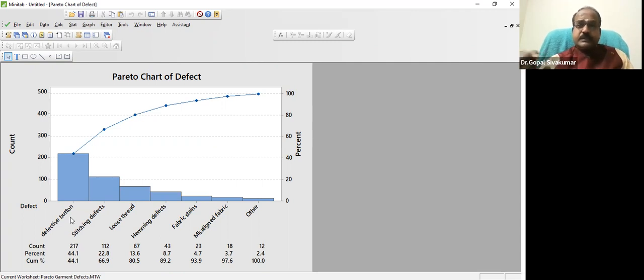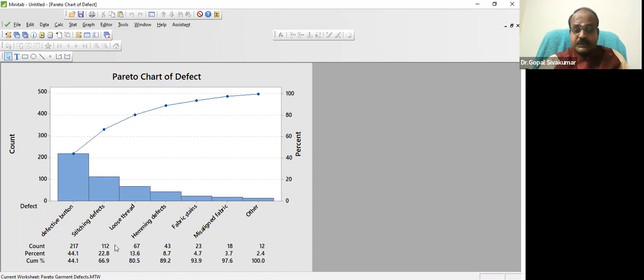The data is collected over a period of 30 days. And in that 30 days, there are 217 instances where a defective button case is noticed. Your quality control department or your QC managers have recorded that 217 cases are rejected due to defective button. Total number of cases reported within that period is 492. Out of 492, 217 are defective button. So what is the percentage contribution? Will you be able to calculate the percentage contribution? The total number of defects is 492.